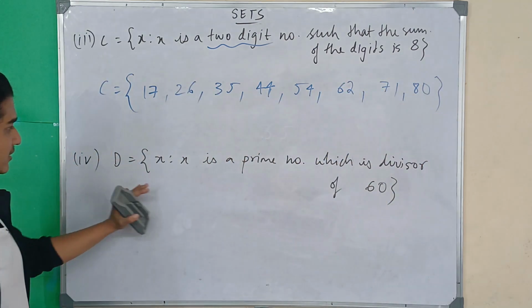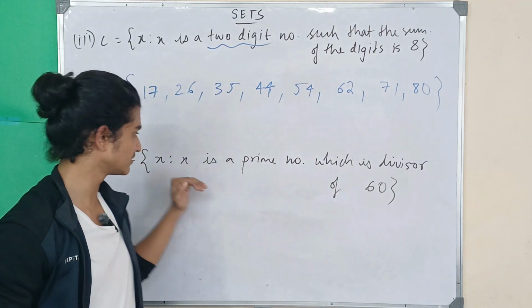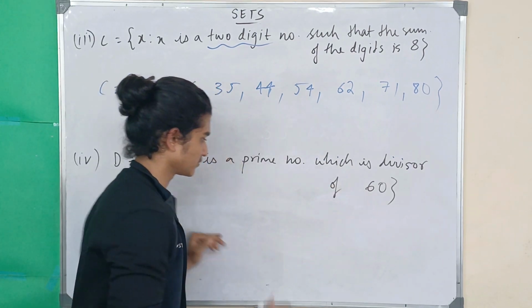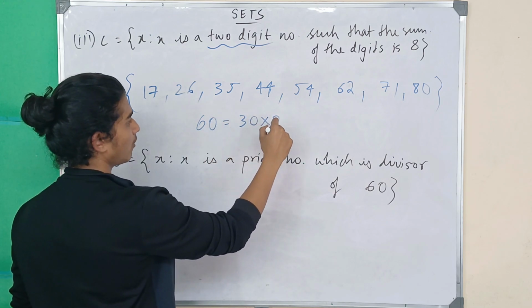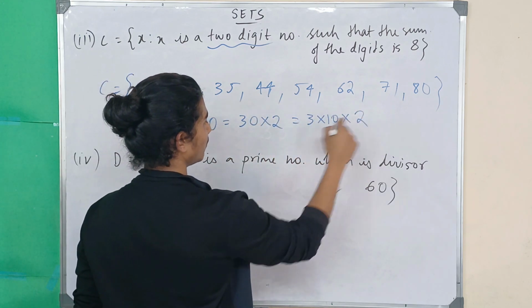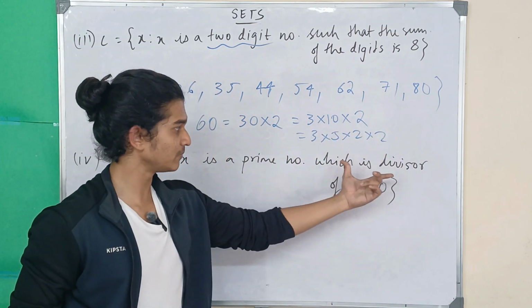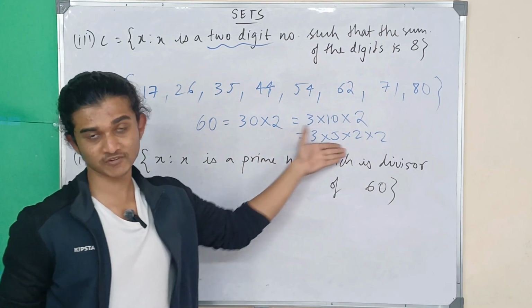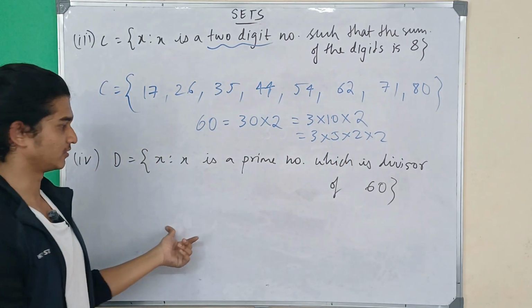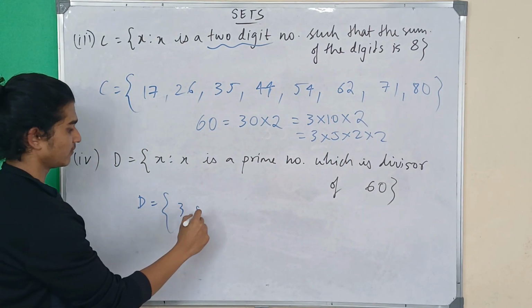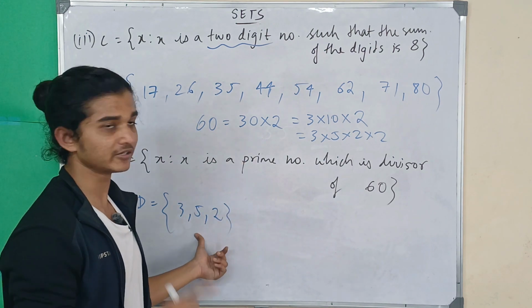So the next one is D equal to the set of all x such that x is a prime number and it's a divisor of 60. So let's try to find the factors of 60 first. So 60 equals 30 into 2, or 10 into 3 into 2, or 5 into 2 into 3 into 2. So what are all the prime numbers in this? You just have to write it in the form of prime factors and then list all the numbers here. So D equals 3, 5, 2. Just have to write once. If an element is repeated twice, just include it once.